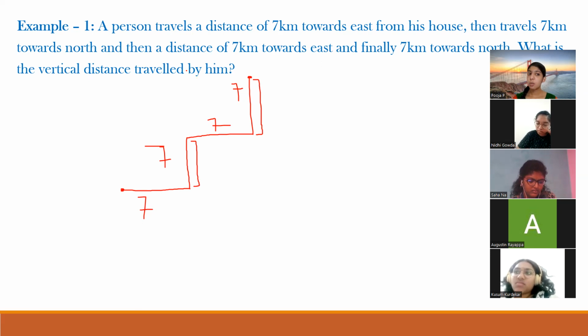So what if the question was to calculate the horizontal distance? What would it be? Again, 14. Why? Correct. Because this is your 7, this is your next 7. 7 plus 7, 14. Done? Cool.